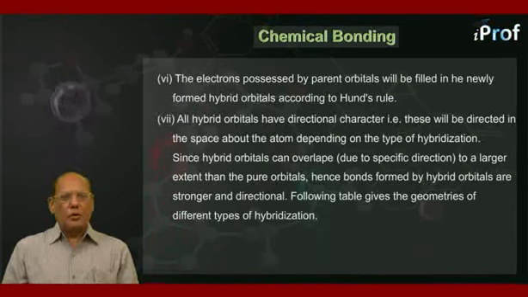Seventh, all hybrid orbitals have directional character. That is, these will be directed in space about the atom depending on the type of hybridization. Since hybrid orbitals can overlap, due to a specific direction, to a larger extent than the pure orbitals, the bonds formed by hybrid orbitals are stronger and directional. The following table gives the geometries of different types of hybridizations.